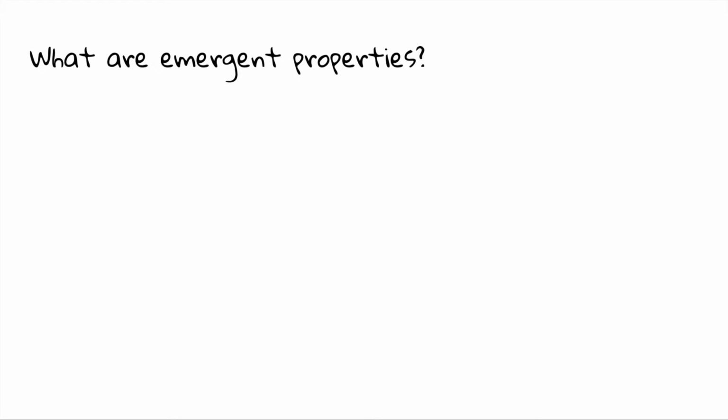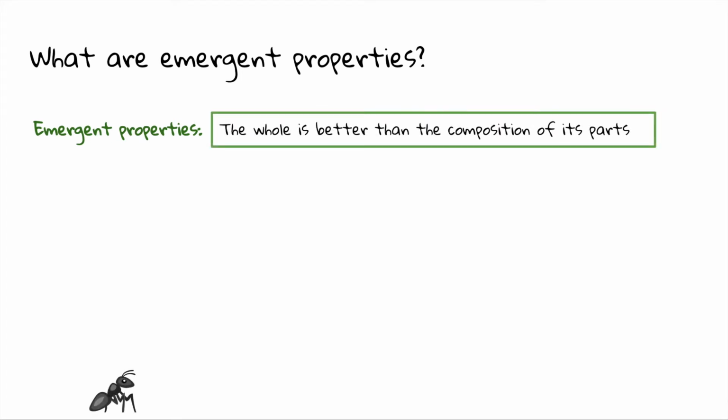So first of all, what are emergent properties? Emergent properties are characteristics of the whole multicellular organism, including the fact that it is alive, and they arise from the interaction of the component parts of a complex structure. Now, this may sound difficult, but I'm going to explain it to you. When talking about emergent properties, we usually use the phrase, "the whole is better than the composition of its parts."